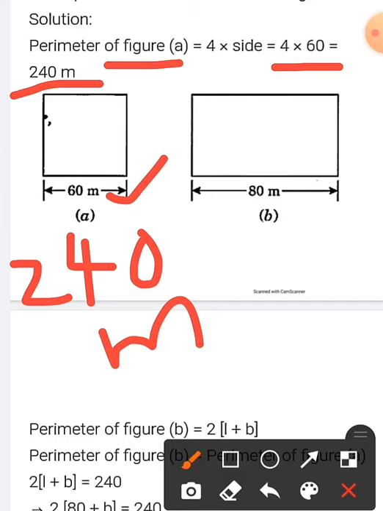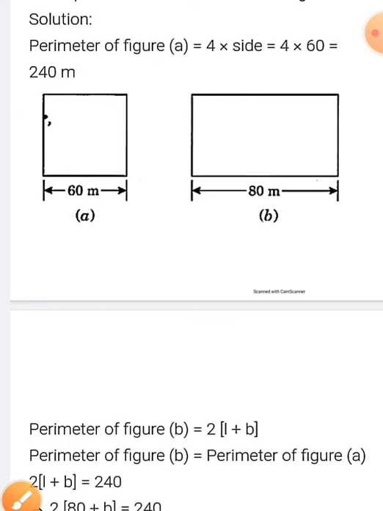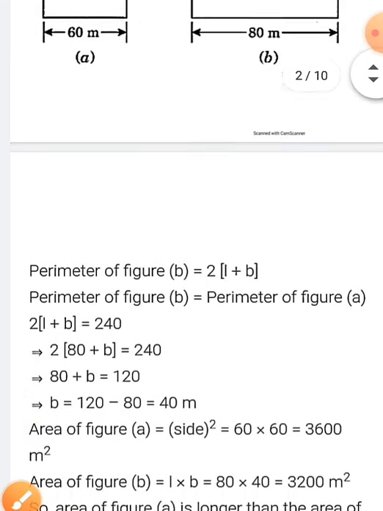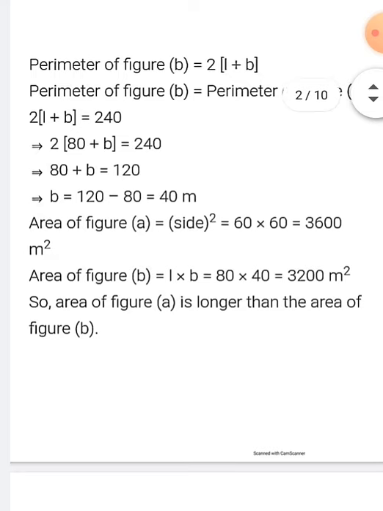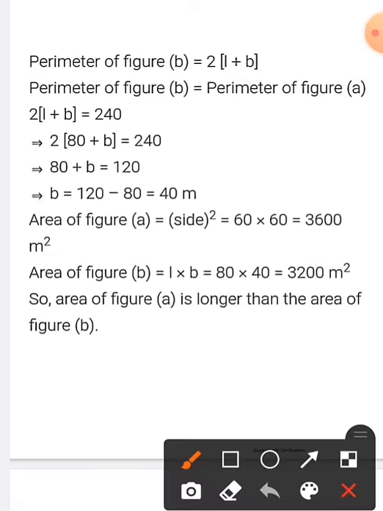Now the perimeter of this second figure, that is the rectangle. So what is the formula for perimeter of rectangle? Perimeter of rectangle is 2 times length plus breadth. So this is the formula, 2 into L plus B. For the perimeter of the second figure, which is rectangle in shape, the formula is 2 times length plus breadth.